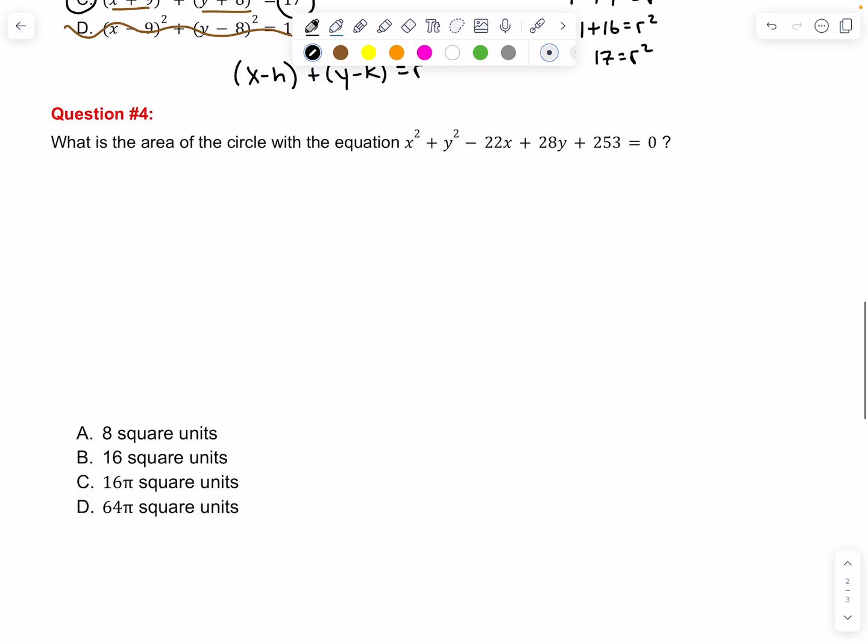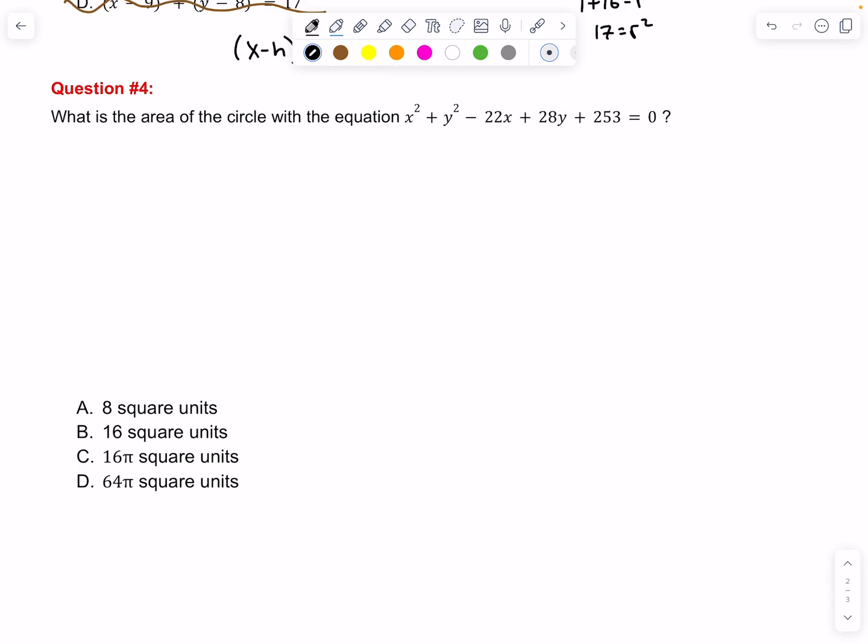Let's look at number 4. What is the area of the circle with the equation x² + y² - 22x + 28y + 253 = 0? In order to figure out the area of a circle, we need πr². So we need to know the radius of this circle. We don't need the center point, really, just need the radius.